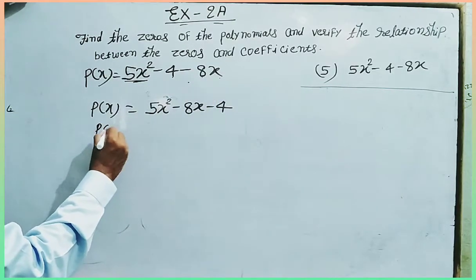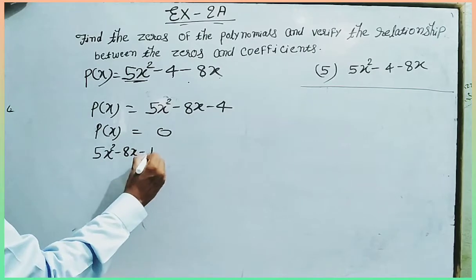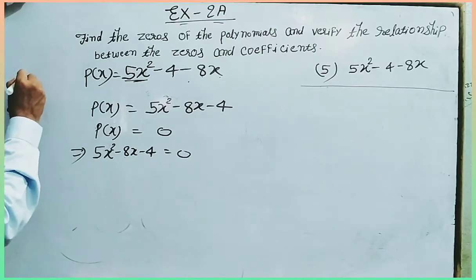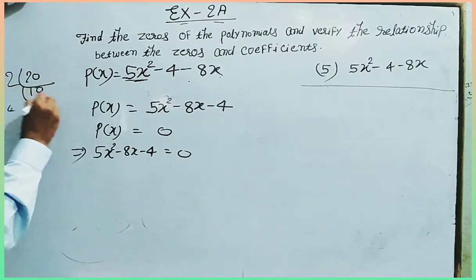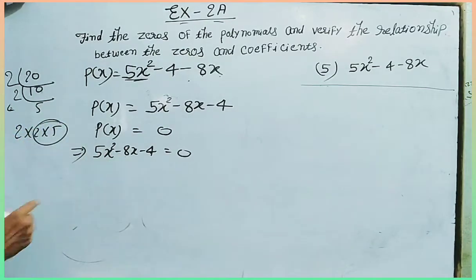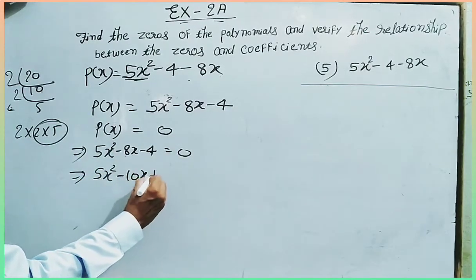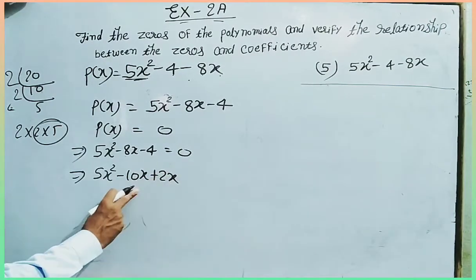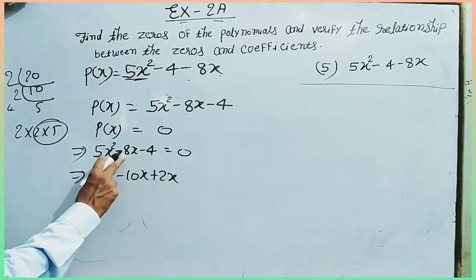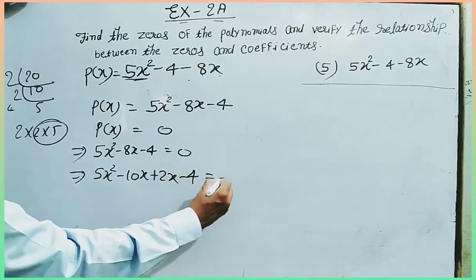Then now solve like px is equal to 0. So 5x square minus 8x minus 4 is equal to 0. Here 5 times 4 is 20 and we get 8. So 20 factorizes as 2 times 10, or 2 times 5. So 10 minus 2, you can get 8. So your question is here 5x square minus 10x plus 2x. Then multiply, you get 20, and subtract, you get minus 8. If here plus 8, then write 10x minus 2x. But here it is minus 8x, so we write here minus 10x plus 2x and minus 4 is equal to 0.